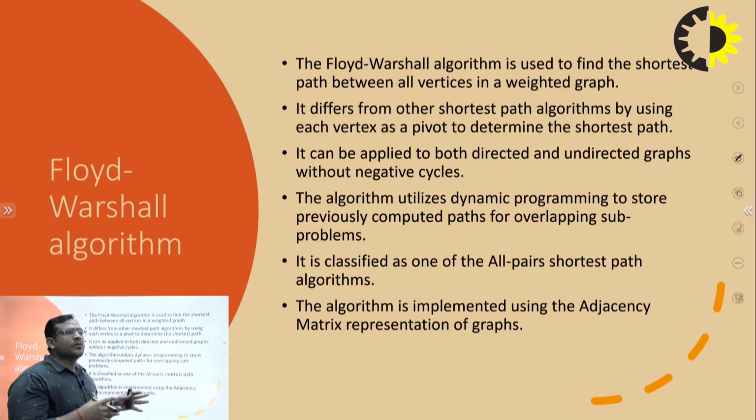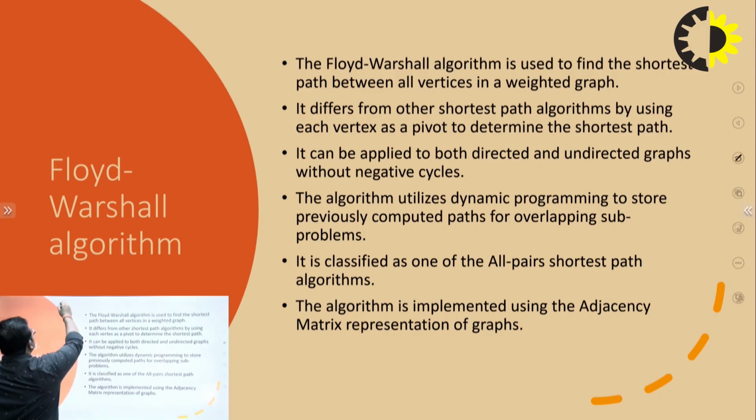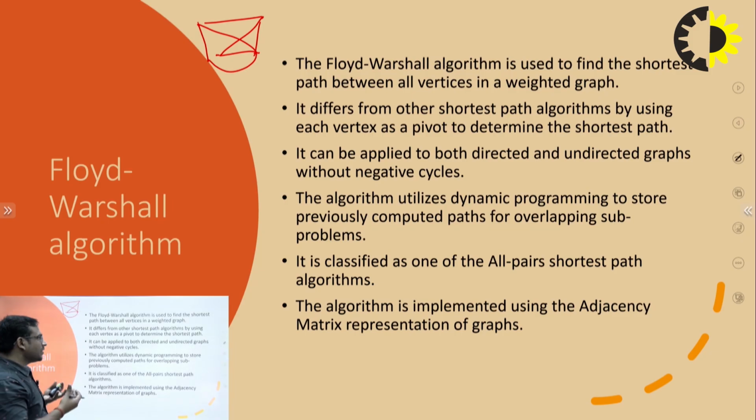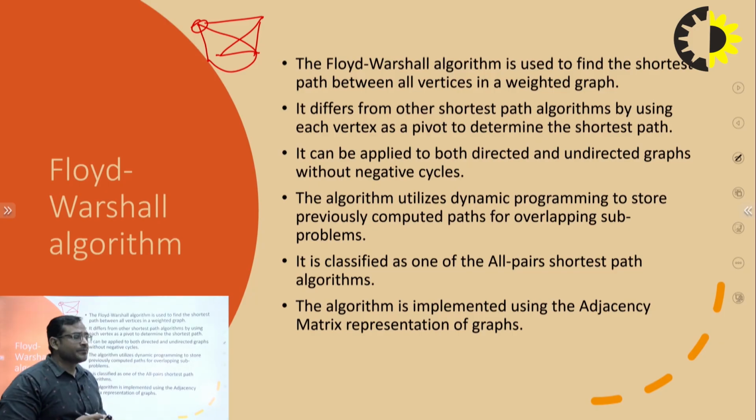It is different from other shortest path algorithms by using each vertex as a pivot to determine the shortest path. Like we already discussed earlier, single source shortest path. Suppose we have 4 vertices, 1, 2, 3, 4, connected like this. We set one vertex as the pivot vertex, and then find the distance from each node. Got my point?